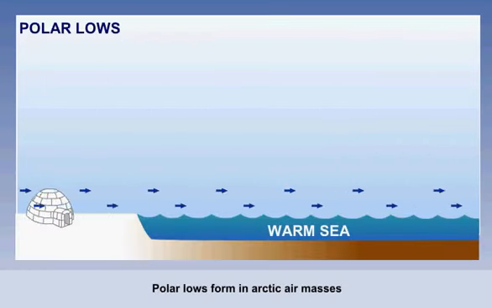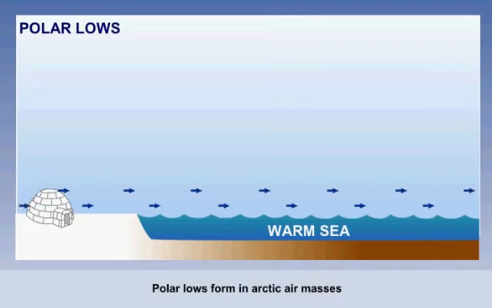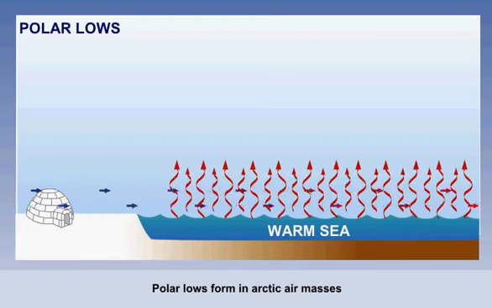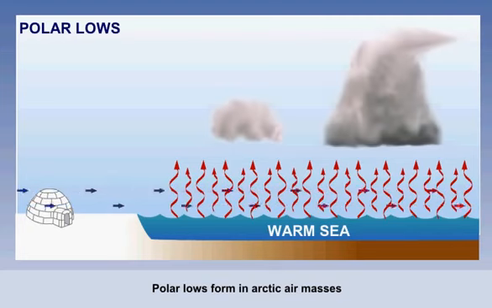Another type of depression that occasionally develops is the polar low. Polar lows form in Arctic air masses when cold air moves towards the equator across warmer seas. They are relatively small in scale, both vertically and horizontally, but their effects can be very significant. With cumulonimbus activity, heavy snow showers, and strong low-level winds are possible.